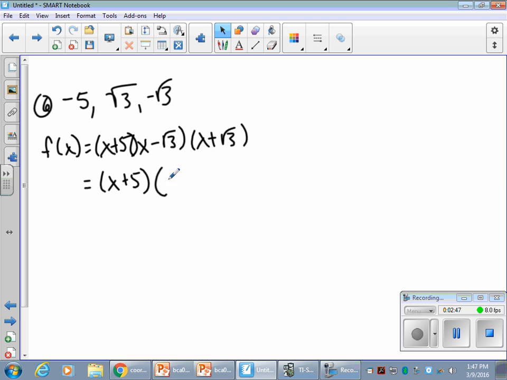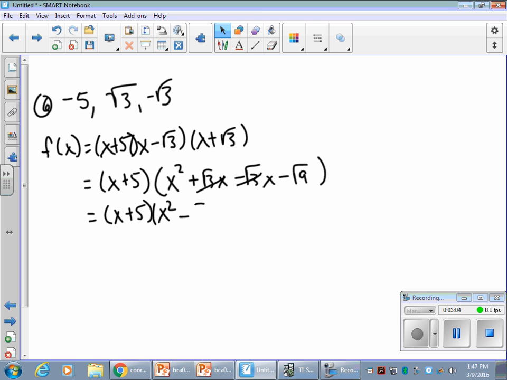So x times x is x squared, and then my outer would be plus the square root of 3x, and then I'd have minus the square root of 3x, and then minus the square root of 9. So I get x squared, and this cancels, minus 3. Distributing this, it'd be x cubed plus 5x squared minus 3x minus 15. And that's how that multiplies.